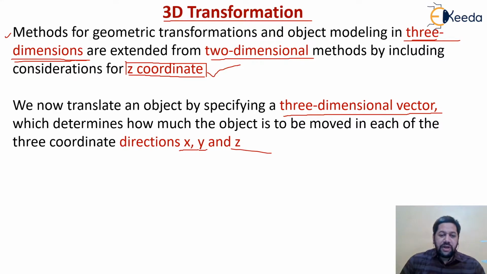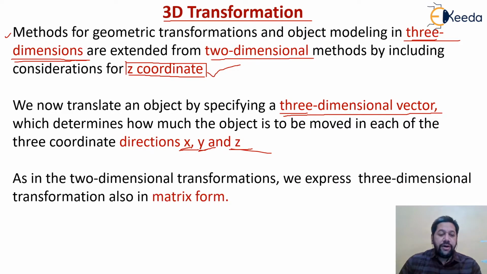Now we translate the object. Whatever the object, when we perform the transformation of a 3D object, we have to specify the 3 dimensional vector, which determines how much the object is to be moved. If it is translation, it is moved; if it is rotation, it is rotated; it may also be scaled. In each of the 3 coordinate directions, we have to consider the movement of the object in x direction, y direction, as well as the z direction. So this is the basic idea related to 3D transformation.